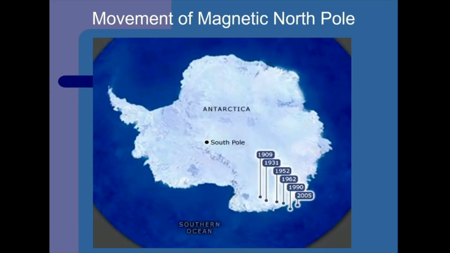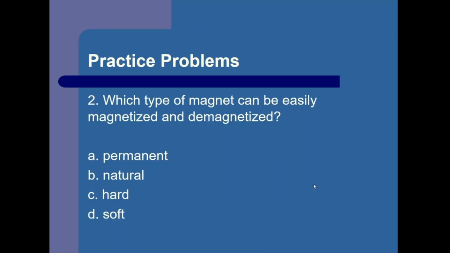If the magnetic South Pole was moving, that also means that the magnetic North Pole was moving. So this is a map of Antarctica where we have the South Pole. Right there is the geographic South Pole. And we notice that the magnetic North Pole is actually moving further away from the geographic South Pole. The latest measurement that we have here is 2005. It's not even in Antarctica anymore. So it's getting further and further away from the geographic South Pole.